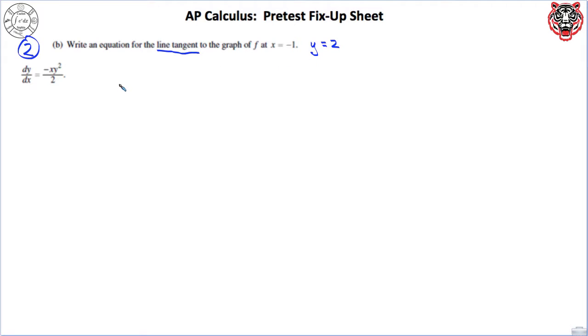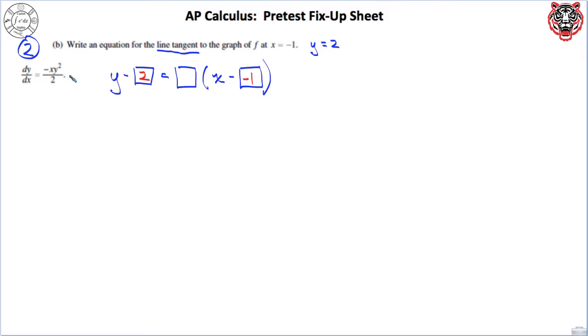Okay, so when we do line tangent, we need y minus the y coordinate is equal to the slope times x minus the x coordinate. So what do we already know? We already know the y coordinate is 2. The x coordinate is -1. That means it's going to be a +1 here.